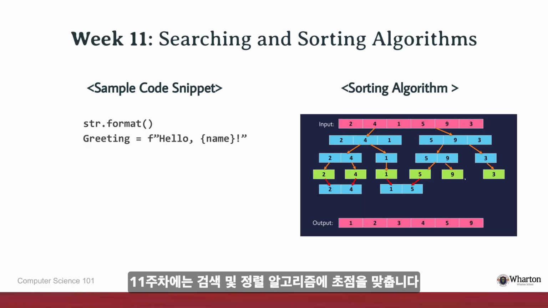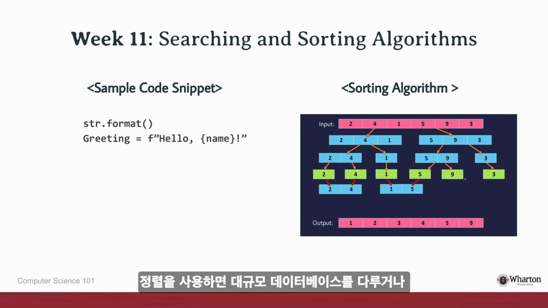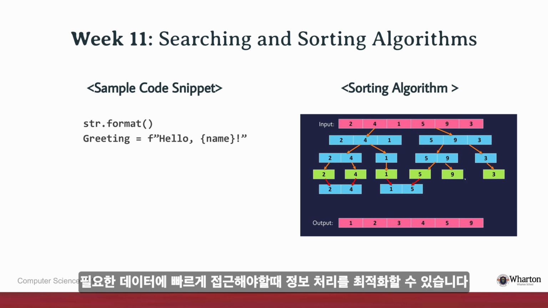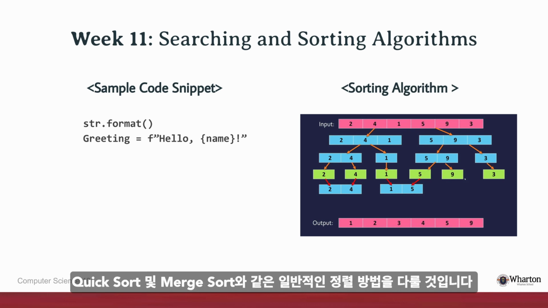In Week 11, we focus on searching and sorting algorithms. You'll explore various methods for organizing and retrieving data efficiently, a critical skill in computing. Understanding these algorithms enables you to optimize how information is processed, whether you're dealing with large databases or ensuring quick access to data. This week, we'll cover fundamental techniques like binary search for fast data location and common sorting methods, such as quicksort and mergesort.